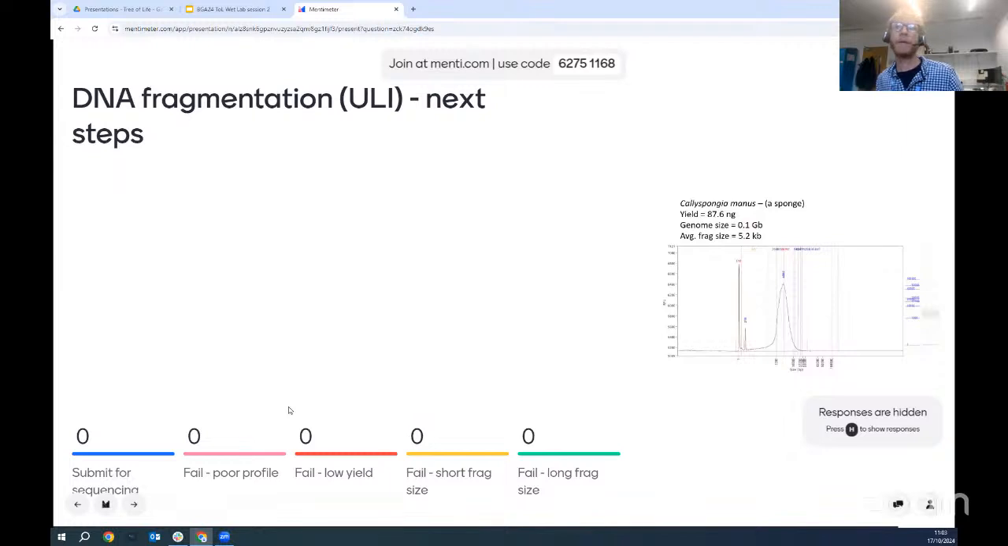Okay, so now another example from sponge, a ULI fragmentation, a yield of close to 90 nanograms, a genome size of 0.1, and an average fragment size of 5.2.